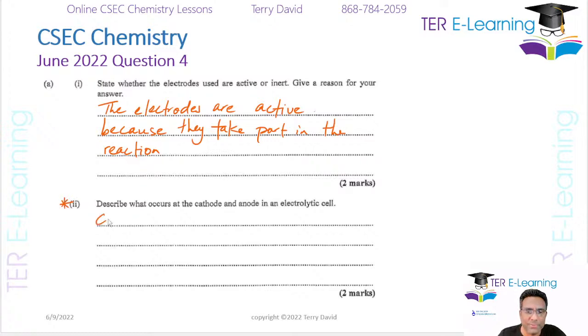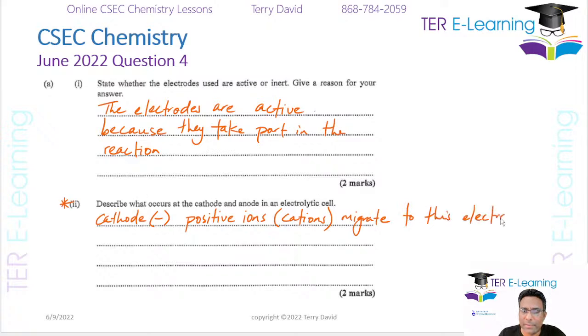So at the cathode, I'm making an assumption here. I don't know what they want us to really say here. At the cathode, that's a negative electrode, right? So you're going to say positive ions, which are called cations, migrate, right, positive ions migrate to this electrode, right? Because this question is kind of broad here, so I'm not sure where they're coming from for this.